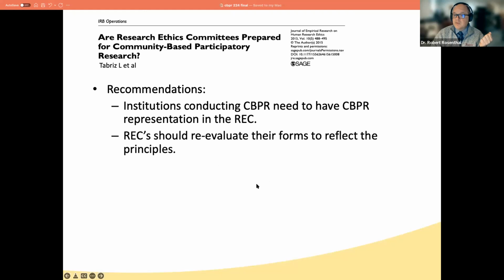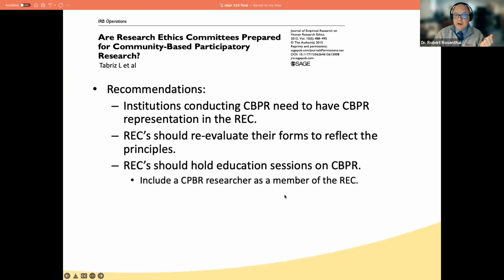The IRB should reevaluate their forms to reflect these principles. And that is something that we're going to actively be doing, looking at our forms, looking at our checklist to see if we can do that. The IRB should hold educational sessions on CBPR. And this should be educational sessions not just for the community-based organization, but for the IRB, and include a CBPR researcher as a member of the IRB.